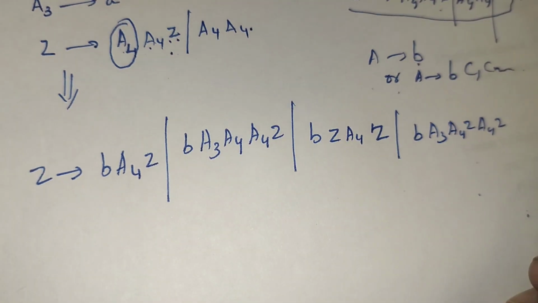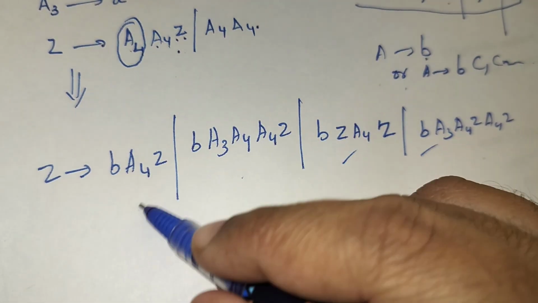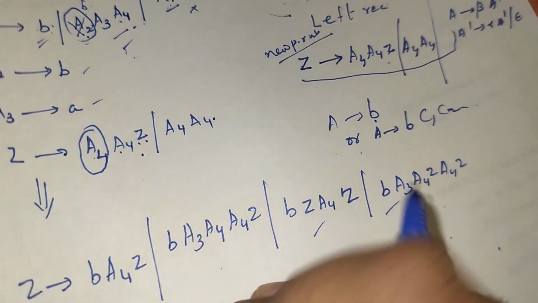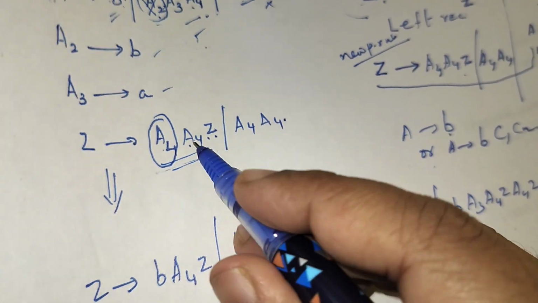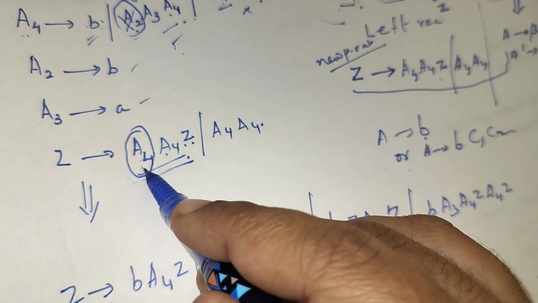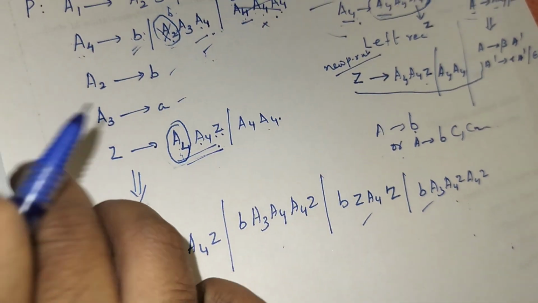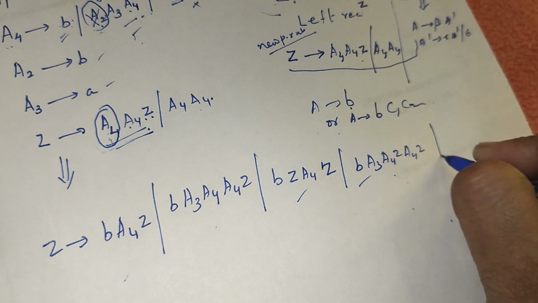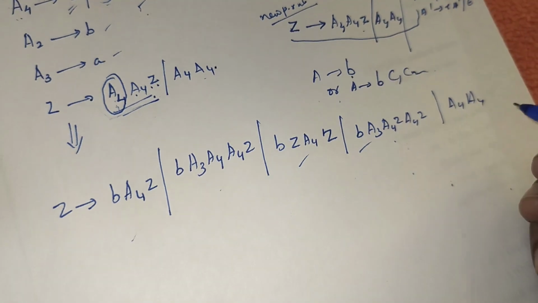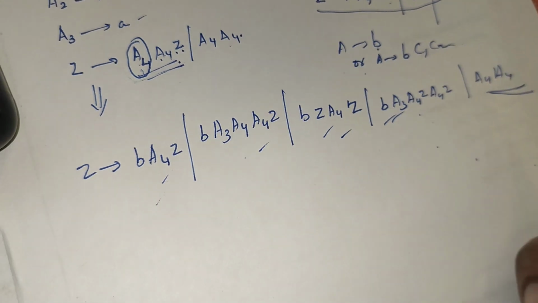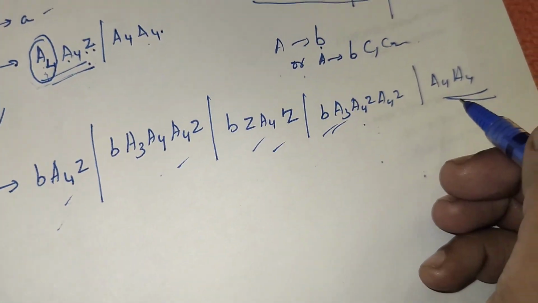Understood? So now these are in GNF format. Terminal followed by non-terminals. Right? So we rewrite this one. After replacing A4 with the corresponding production rule, we got this one. Then again remaining is A4 A4. Right? So A4 A4. Now check. This is in GNF, GNF, GNF, GNF. This is not in GNF. Right? Z gives A4 A4 is not in GNF.